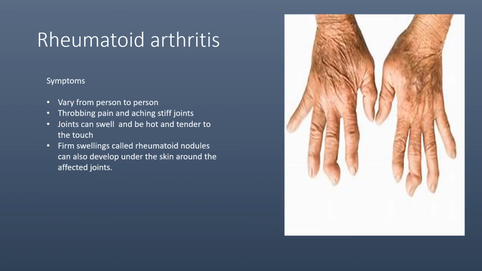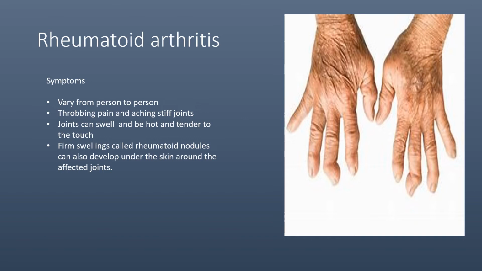We now move on to rheumatoid arthritis. So the symptoms of this can vary from person to person. They're not always the same. Often people may complain of a throbbing pain or aching or even stiff joints. Joints can even swell and feel hot to the touch.